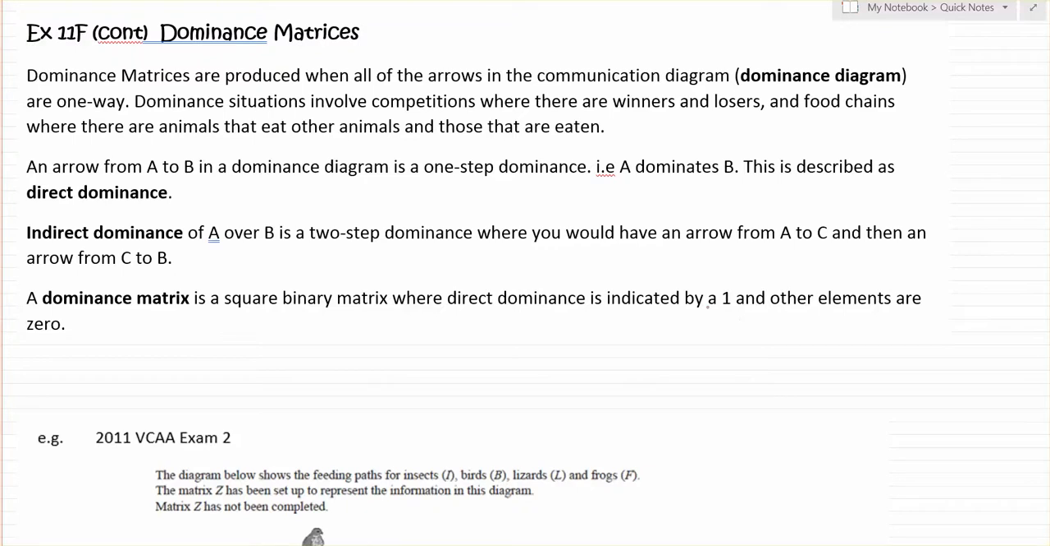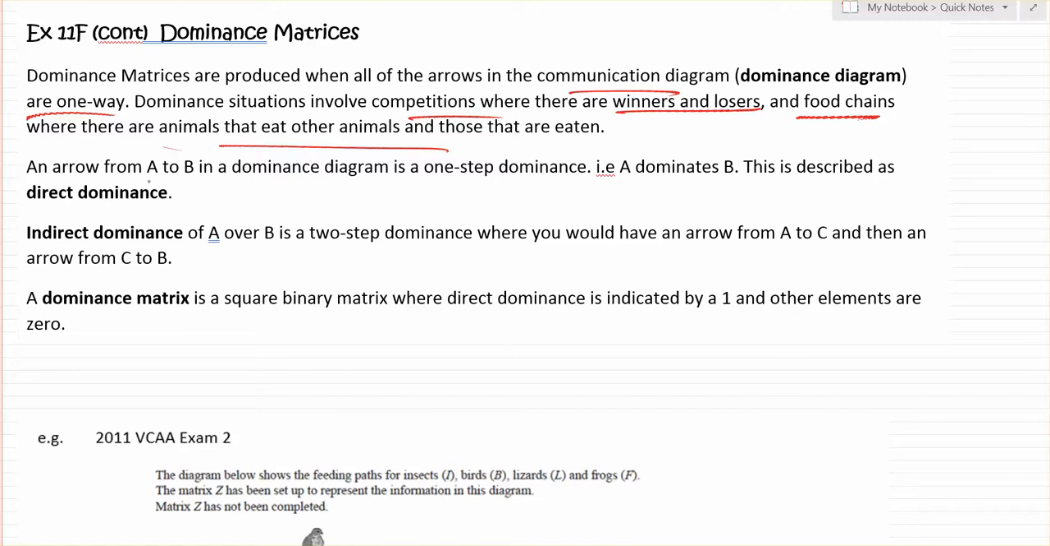This is for Year 12 further maths. We're going to look at dominance matrices, which is the last part of exercise 11F. Dominance is when all the arrows in the communication diagram are only one way. Dominance situations involve competitions where there are winners and losers, food chains, and animals eat other animals, and those that are eaten.